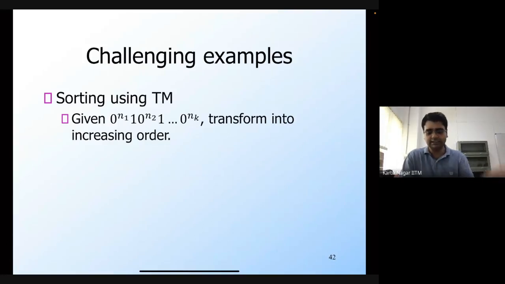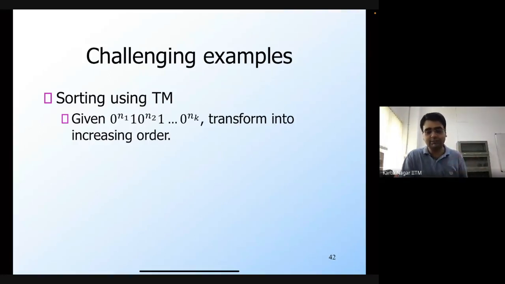In this case, you have to encode the input. The input in sorting is generally an array of numbers. Here this array of numbers is encoded in this form: we have the numbers n1 up to nk, and these are encoded as 0 to the power n1, then a 1, 0 to the power n2, then a 1, and so on up to 0 to the power nk. So basically the number of copies of 0 represents the number, and these are separated by a 1.